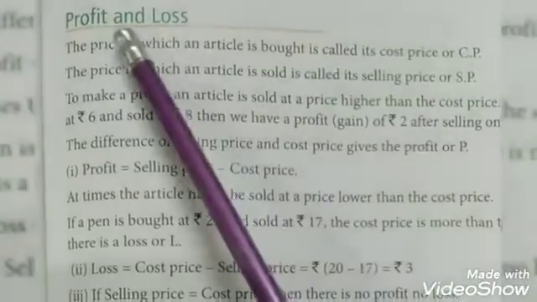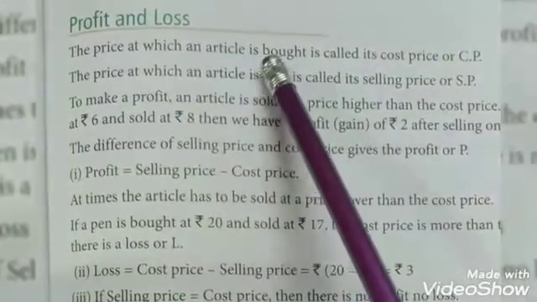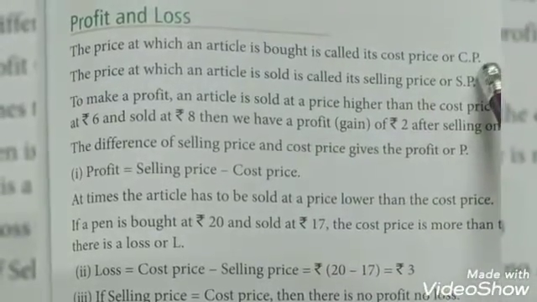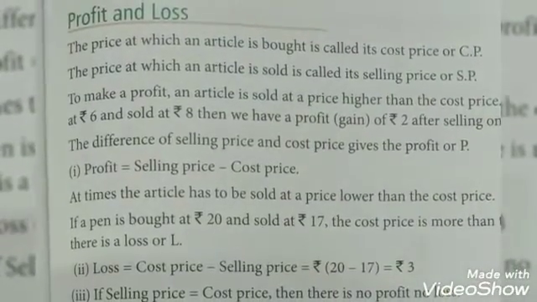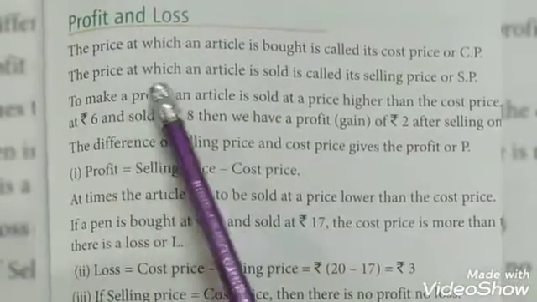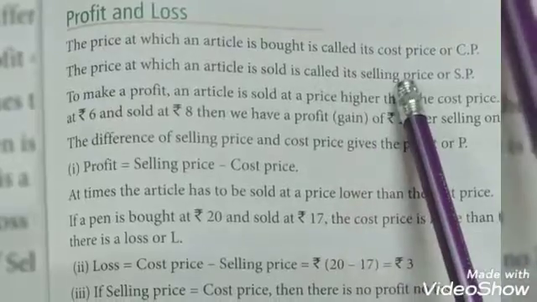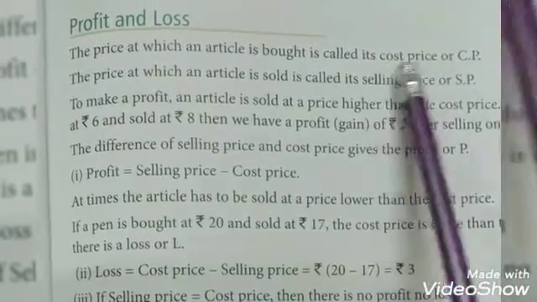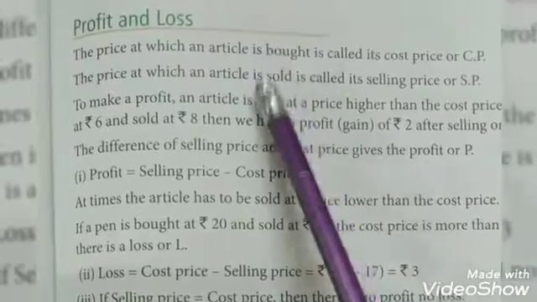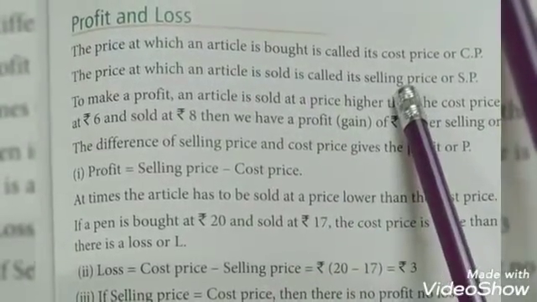The next topic is profit and loss. The price at which an article is bought is called the cost price or CP. That is, the price at which we buy a thing is called the cost price, and the price at which an article is sold is called the selling price. So the two terms are cost price and selling price. The price at which the thing is sold is called the selling price.